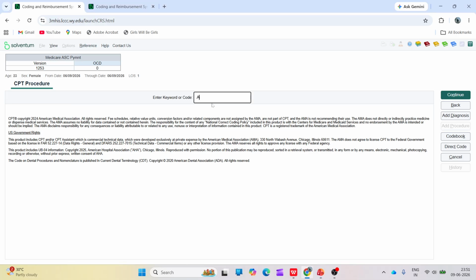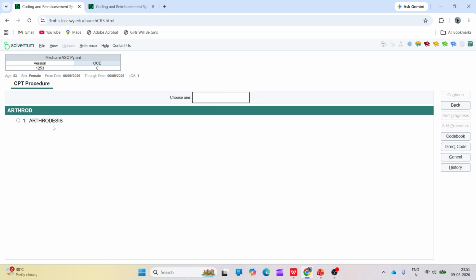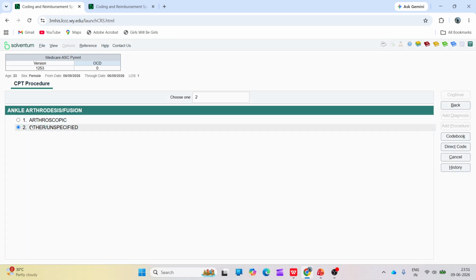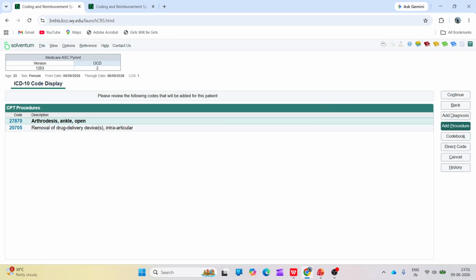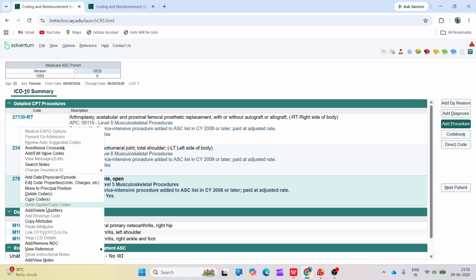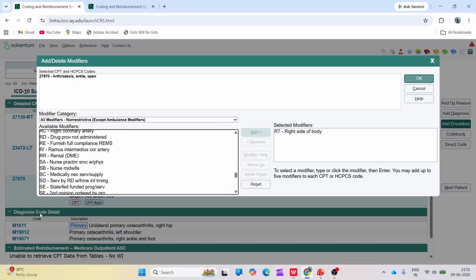So we'll navigate by the word arthrodesis. Arthrodesis of the ankle. Other specified, we will choose. No arthroscopic. Bone graft performed? No. 27870 with the modifier for the right side.